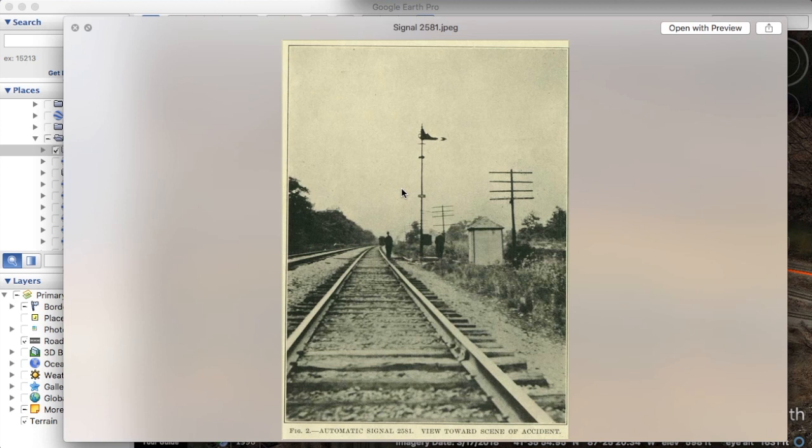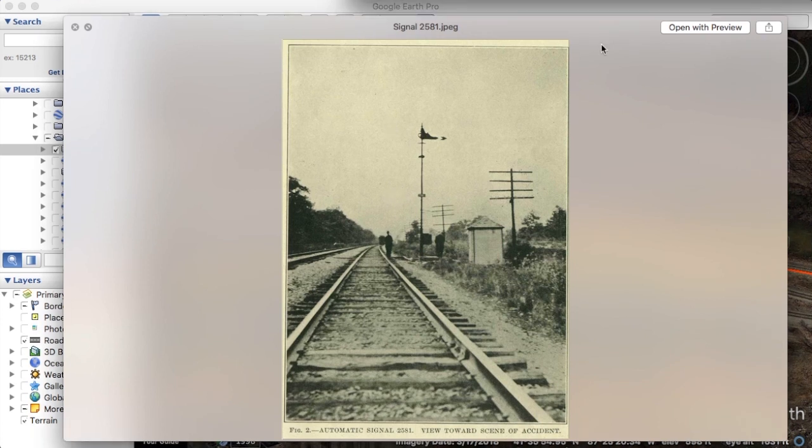Here comes the South Shore. I'm going to be interrupting my recording in a few seconds. Maybe I should close my door. Train is gone now, so we're going to go ahead and move on to another photograph here.